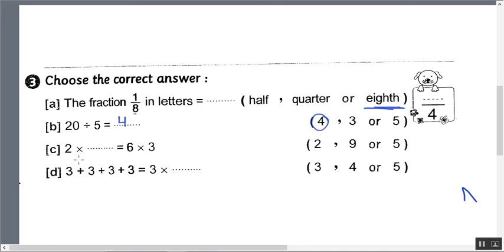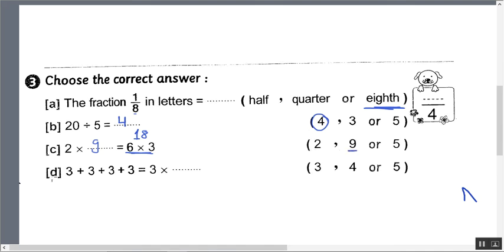Question C. He said 2 times space equals 6 times 3. Here we have 2 times a number. We want to find the missing number here. And here 6 times 3. We have the operation 6 times 3 or 3 times 6. 3 times 6 equals 18. And here we want 2 times a number equals 18. 2 times what equals 18? It will be 2 times 9. 2 times 9 equals 18.